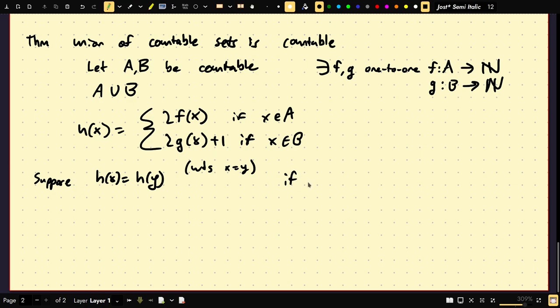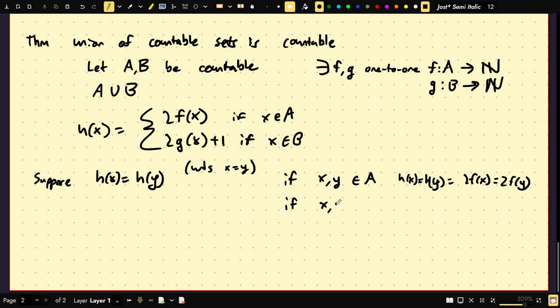If x, y are both in A, then because A was 1-to-1, they must map to different elements. So it's true that x must equal y. I'll write it this way. If x and y are both in A, then h of x equals h of y means 2 f of x is equal to 2 f of y, and then f of x must equal f of y, but since f is 1-to-1, that implies that x equals y. So it reduces to the fact that f is 1-to-1.